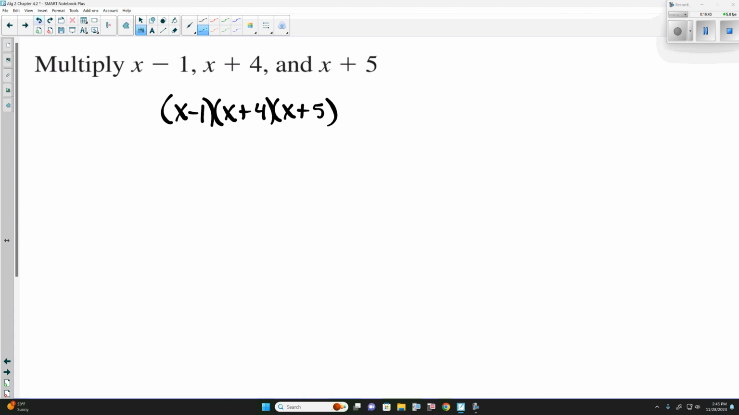x minus 1 and x plus 4. And we'll do it the exact same way we've been doing it on the previous ones. We'll start off with x times x, which is x squared. X times 4 is going to be plus 4x. Then we'll move on to the negative 1. Negative 1 times x is negative x. And negative 1 times 4 is negative 4. Now we still leave the parentheses around it because we still have to multiply it with the x plus 5.